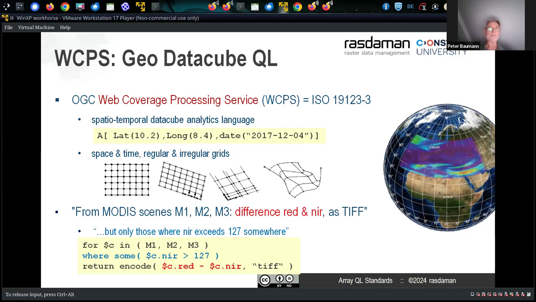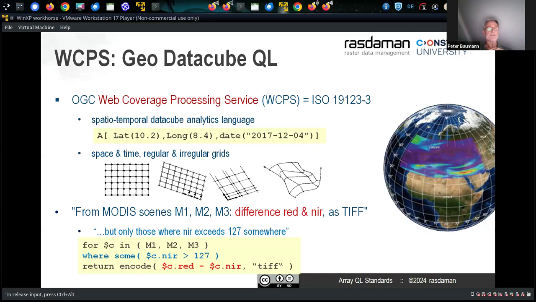Number one, it is aware of the semantics of space and time. So you do not just have integer coordinates, but you can talk about floating points like lat-long, and you can talk about date strings, which in turn allows you to model not only regular grids, like the bare arrays, but also irregular grids, which happens quite frequently.